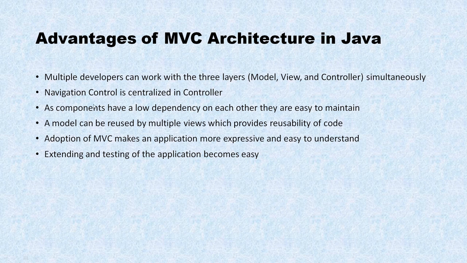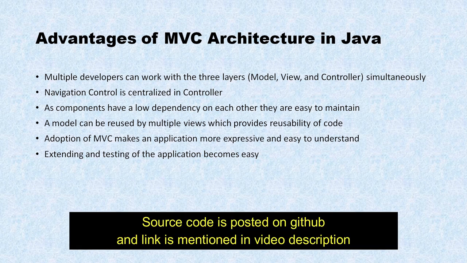The second advantage is that navigation control is centralized in the controller. All requests will be intercepted by the dispatcher servlet; no request can escape the dispatcher servlet. So there is centralized control flow in Spring MVC. Next, as components have lower dependency on each other, they are easy to maintain. When we develop a Spring MVC application, every component is loosely coupled, because we are making use of dependency injection, a Spring feature, and that's why each layer is loosely coupled, so unit testing as well as maintenance is easier.